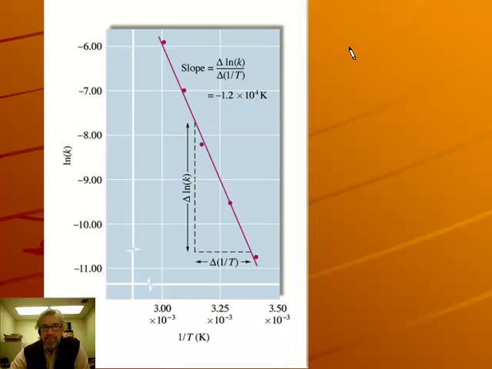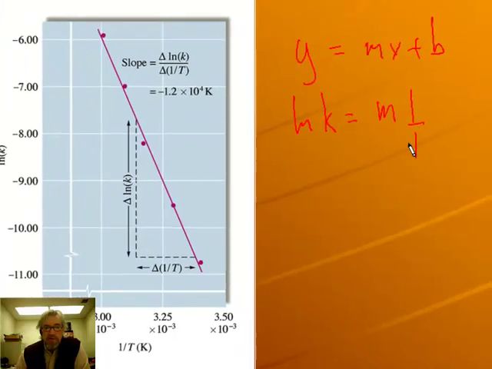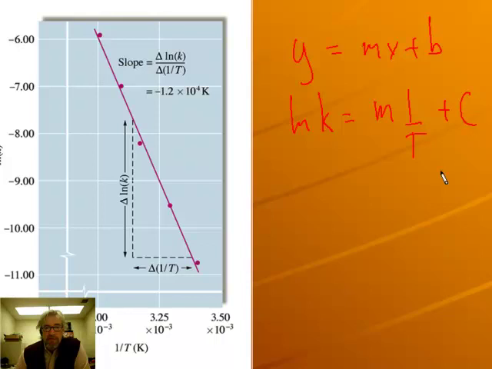Well, thinking about the generic form of a line, y equals mx plus b, let's try and fit some variables from this graph to the equation of a line. On the y-axis we have natural log of k, and we've got a slope, which we're just going to leave for now. On the x-axis we're plotting 1 over T, and then we've got a y-intercept, some constant number. It turned out that the slope of this line is minus the activation energy over R. There's R again, shows up in our equation.